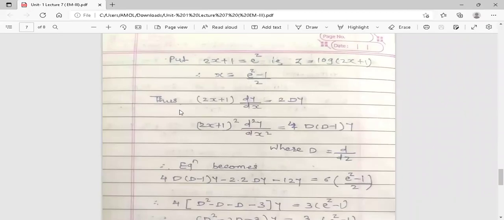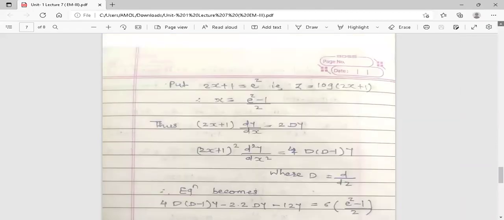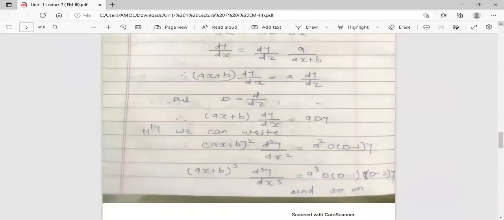So next substitution: (2x plus 1) into dy by dx is 2 into Dy, because here the substitution is (ax plus b) into dy by dx is a into Dy. In that particular example, the value of a is 2, so we are replacing it by 2 into Dy. Then (ax plus b) whole square d2y by dx square, its replacement is a square into D into (D minus 1) into y. So it will be 2 square D into (D minus 1) into y.